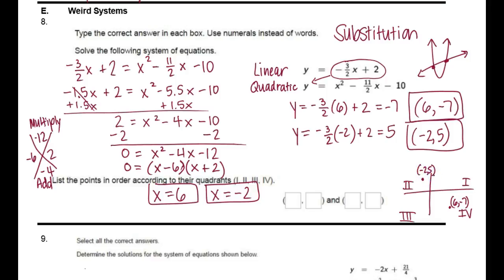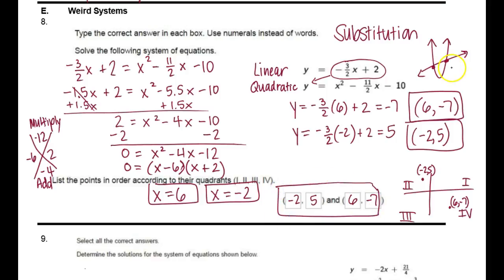So out of those 2 points, which quadrant is closest to the 1st quadrant? In order, well, it says right there, 1st, 2nd, 3rd, 4th. So the point in the 2nd quadrant, we want to list first. So that would be the coordinate point negative 2 comma 5. And then the other coordinate is in quadrant 4, so that means we want to list that one after. So those would be the 2 points of intersection.